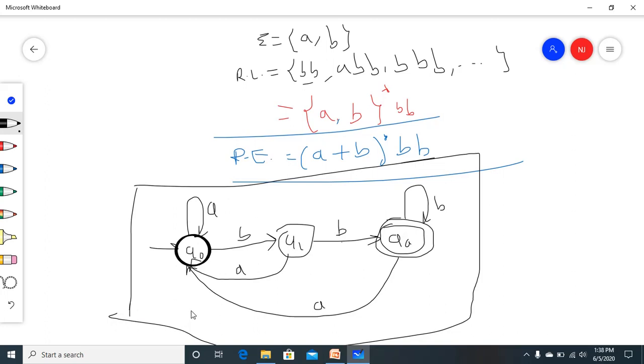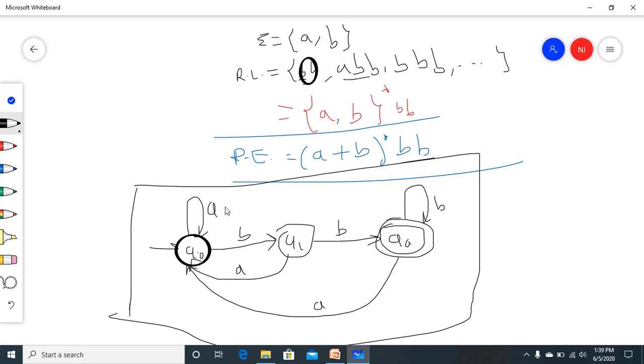Okay, so let me check whether this is correct or not. For that we select the first string as BB. We are in Q0 state, reading the first alphabet, we move from Q0 to Q1. We are in Q1 state, we read the second alphabet B, then we transit from Q1 to QA. After the ending of this string, we are in QA state, means in acceptance state, that's why we call BB a part of our regular language.